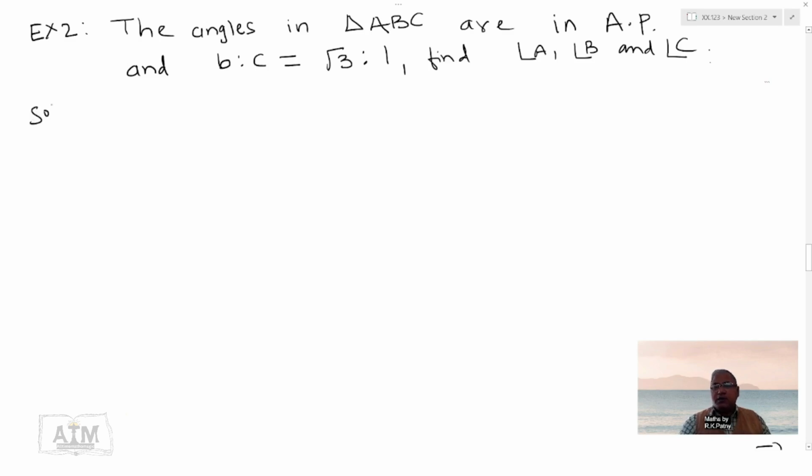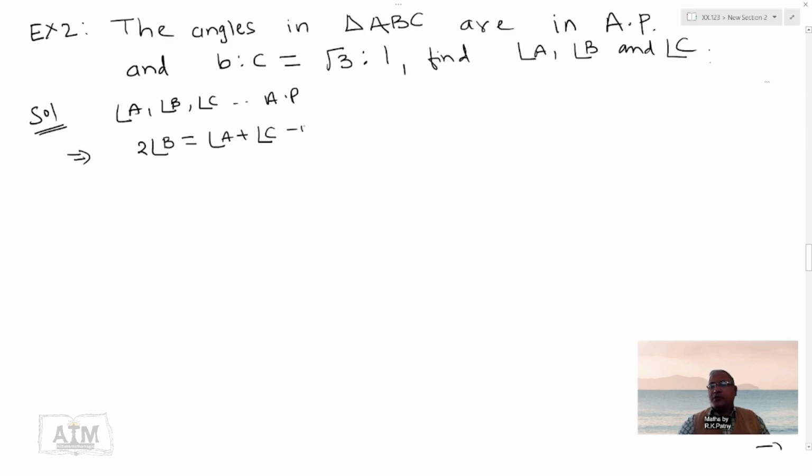Solution. Here the three angles are in AP, that is angle A, angle B and angle C are in AP. Whenever three numbers are in AP, 2 times the middle term, that is 2 into angle B, equals the addition of the first term plus the last term. That is the property of AP.